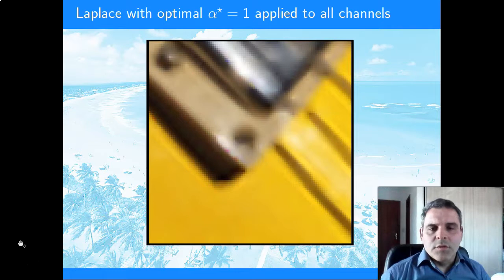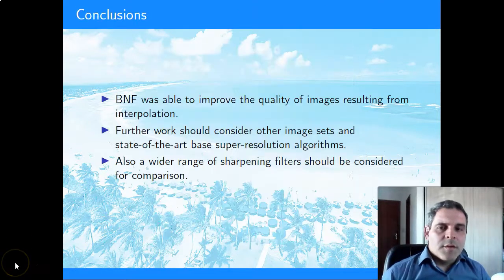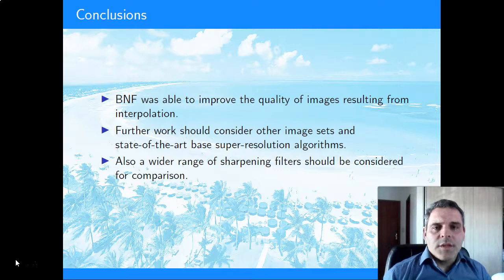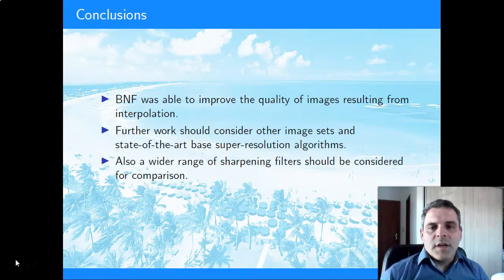Now we move to the conclusions. BNF was able to improve the quality of images resulting from interpolation. In further work, we should consider other image sets and state-of-the-art super resolution algorithms, and also a wider range of sharpening filters to be considered for the comparison.